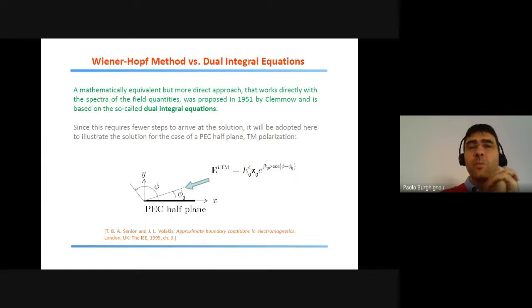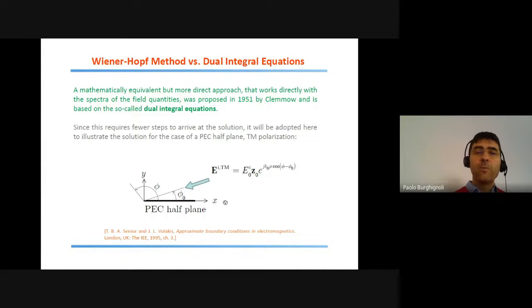A mathematically equivalent way of stating the Wiener-Hopf method, but somewhat more direct, was introduced by Clemmow, as I was mentioning before, at the beginning of the 50s, and it's based on the so-called dual integral equation method. This is the approach that I will describe explicitly, with reference in this lesson, again, to the Sommerfeld half-plane problem, in which the half plane is assumed to be a perfect conductor.